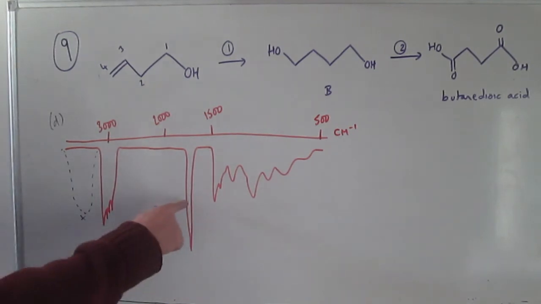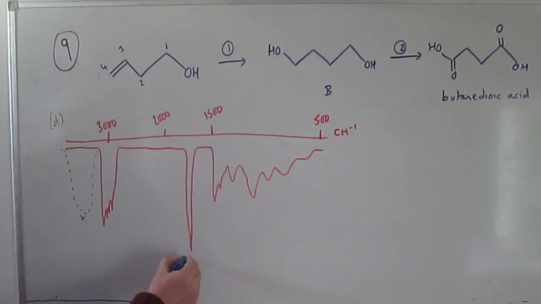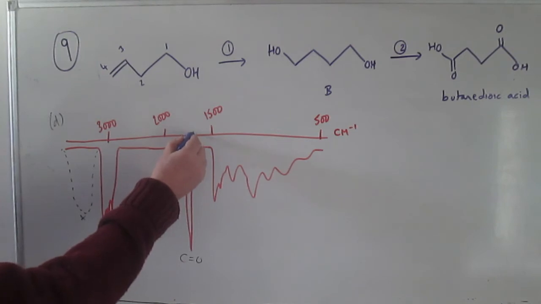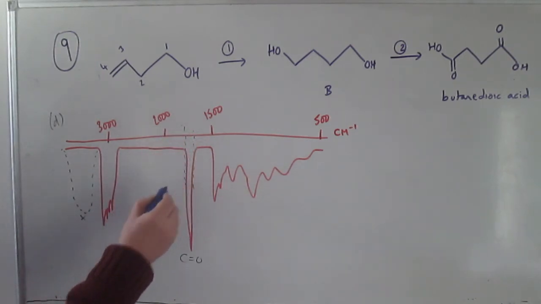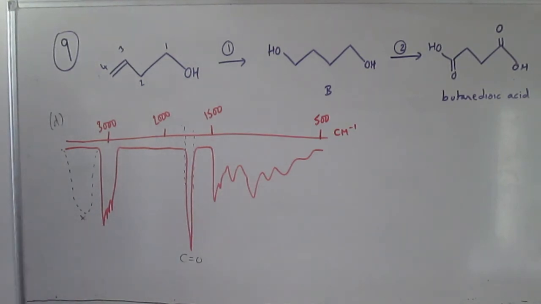What you do have is this peak, and that peak, if you look at the range spanned by the peak, which is sort of something like that, you can see that fits with a C double bond O peak on your data sheet. So we have got carbonyl groups, and that would be consistent with the carboxylic acid, because of course you've got C double bond O carbonyl groups there.